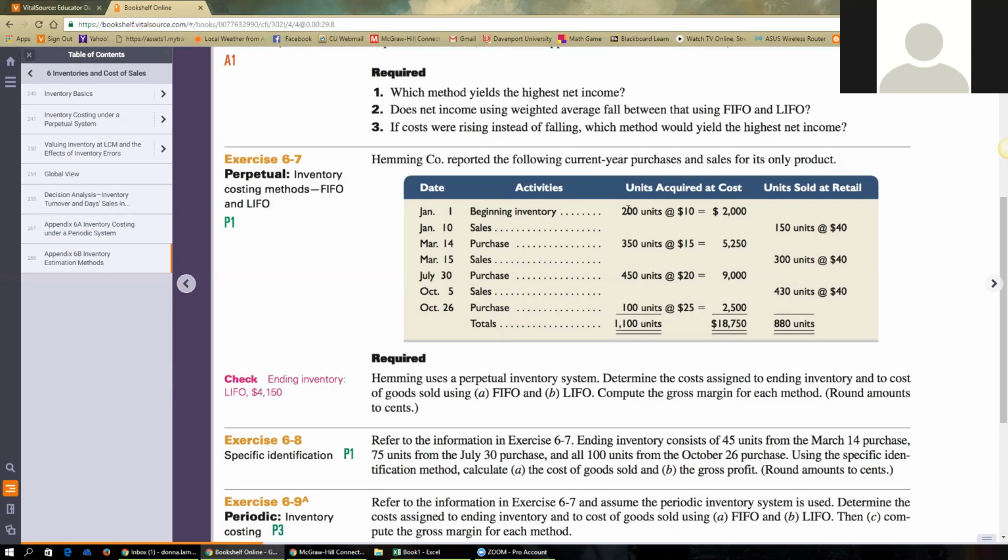So all throughout the year, they had a total of 1,100 units. Not all of them are still here, but they had 1,100 at some points during the year. They've sold 880. So if I do the subtraction, it's 220 products still here at the end of the year. Right. That makes sense?